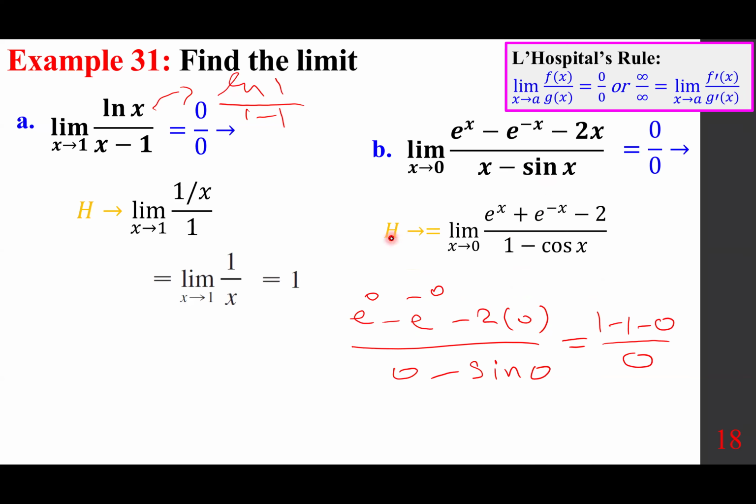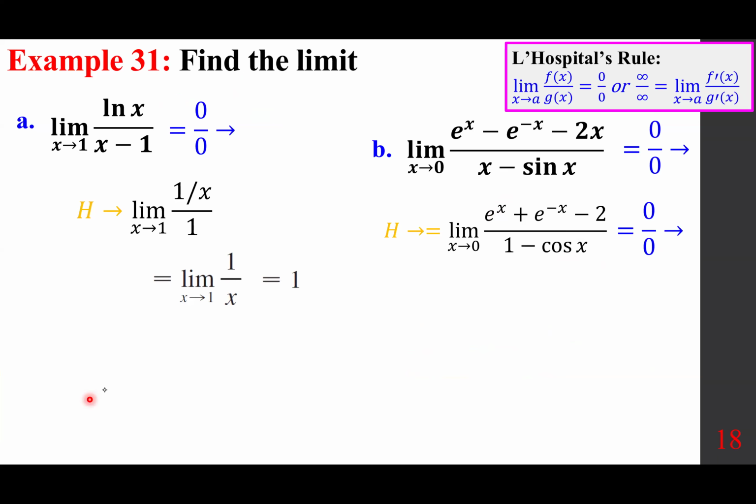So we used L'Hopital's rule. That's what h represents here. Now if you plug in, you get e to the power of 0 plus e to the power of 0. That means 1 and 1, 2 minus 2 is 0. 1 minus cosine of 0 is 1. 1 minus 1 is 0. Again, 0 over 0, we can use L'Hopital's rule again.